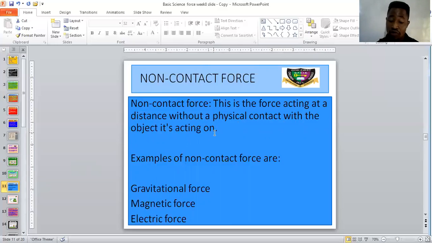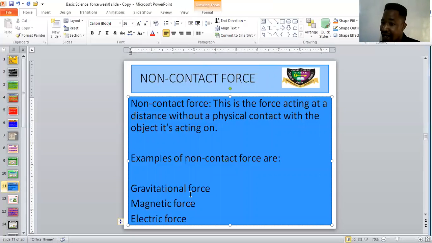Example, gravitational force. I explained that earlier. And what is gravitational force? Gravitational force is the pull of the earth on all objects which makes them fall to the center of the earth. That is why everything that goes up must come down, provided it is within the earth. But the higher you go into the sky, the lesser the gravitational force.